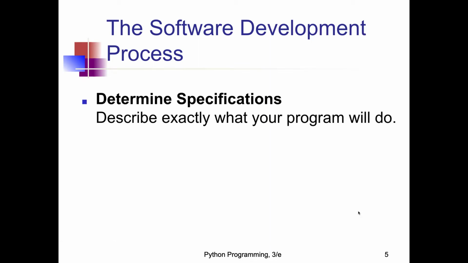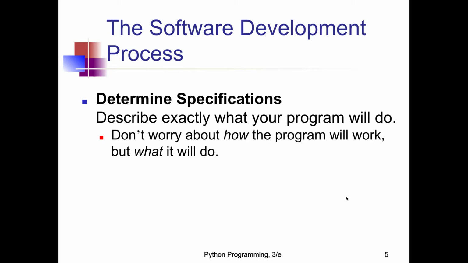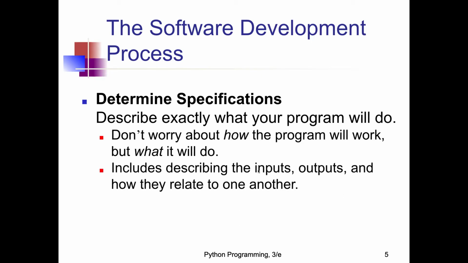The next step is determine specifications. In this step, we're going to describe exactly what our program will do. That includes what the input is, what the output is, and then how the input and output relate to each other. While doing so, we're not going to worry about how the program will work, but we'll rather focus on what it should do.